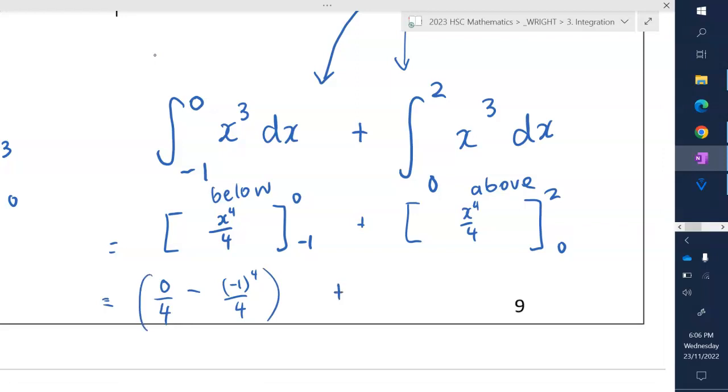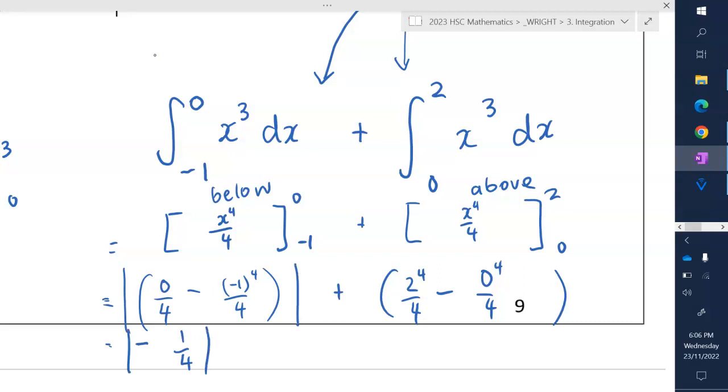And I'm going to add to that what I have over here. I'm going to pop 2 in there first. So I'm going to have 2 to the 4 on 4, take away, pop our 0 in, 0 to the 4 on 4. So let's see what we get. 0 actually, and we need to make sure that we get these values to become positive. So 0 to the 4 is just 0, and minus 1 to the 4 is 1, and 4. So I want to take the absolute value of the part below, because I want a value that's not negative.